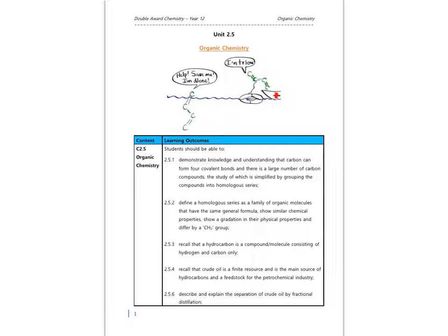So this video is going to take you through Unit 2.5 Organic Chemistry, the bits and pieces that were missing from the other two videos which were based on the old specification. So I'm just going to take you quickly through those now, starting on page 4.